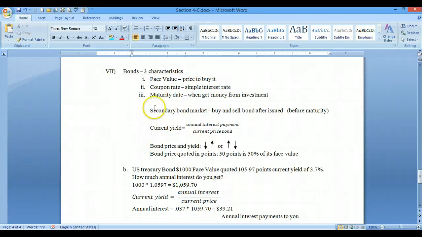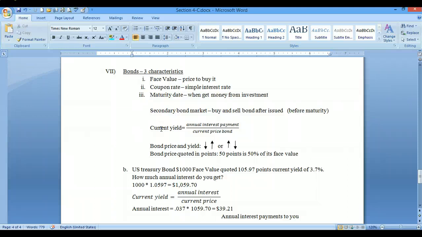And to find the current yield of a bond, you take the annual interest payment and divide it by the current bond price. If the bond price is lower, the yield is higher. If the bond price is higher, then the yield will be lower. And a bond price is quoted in points. So if it is 50 points, then it's 50% of its face value.